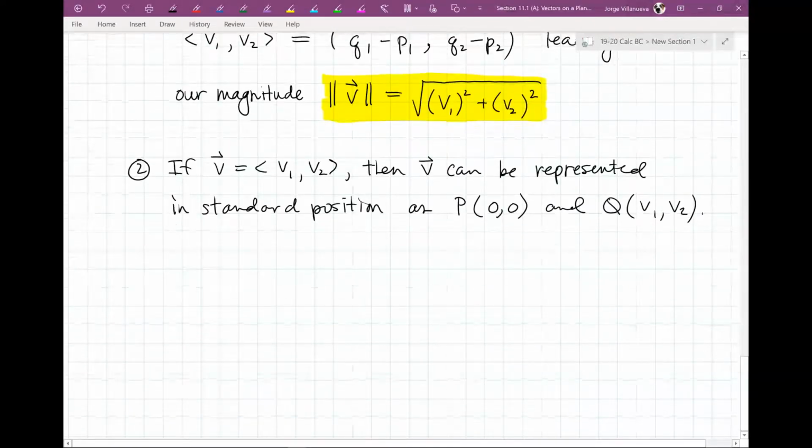So if you want to change a vector into a set of points, you use your standard position definition. In other words, one of your points will start at your origin. The other point will just take on the components of your vector. So if you had vector 4 comma 6, then your 2 points will be 0, 0, and 4, 6. If you had vector negative 11 comma 8, then your 2 points will be 0, 0, and negative 11 comma 8.